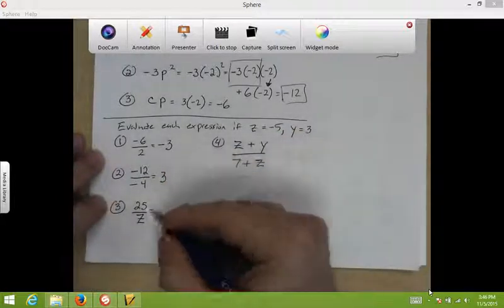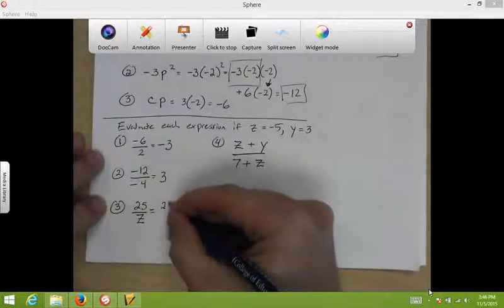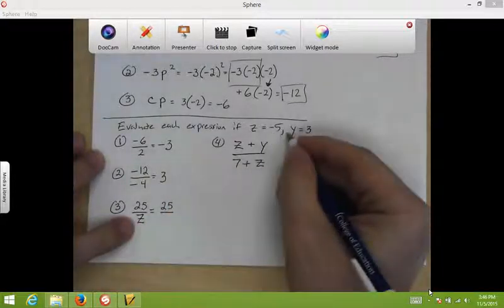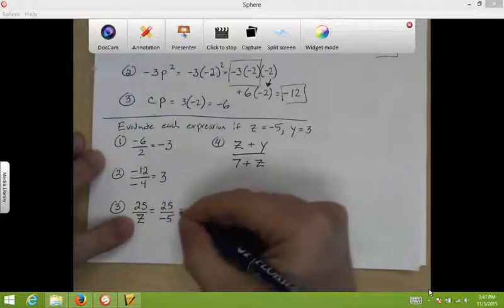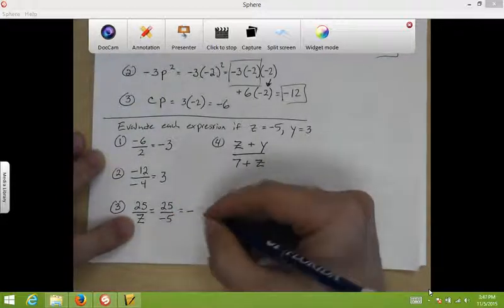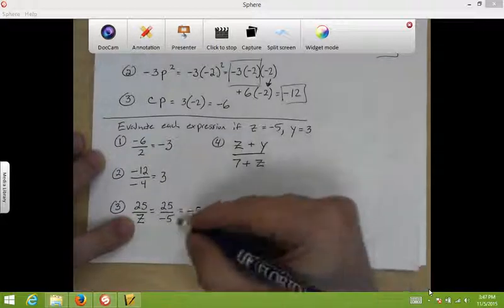Now right here, we've got 25 divided by z, so I'm going to rewrite it as 25 divided by, and what's z equal? Z equals negative 5. Signs are different, so my answer is negative, and 25 divided by 5 is 5. 5 times 5 is 25.